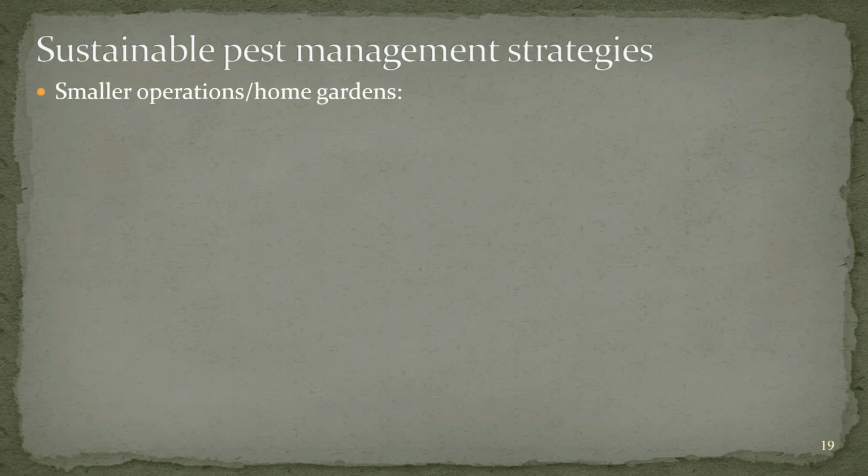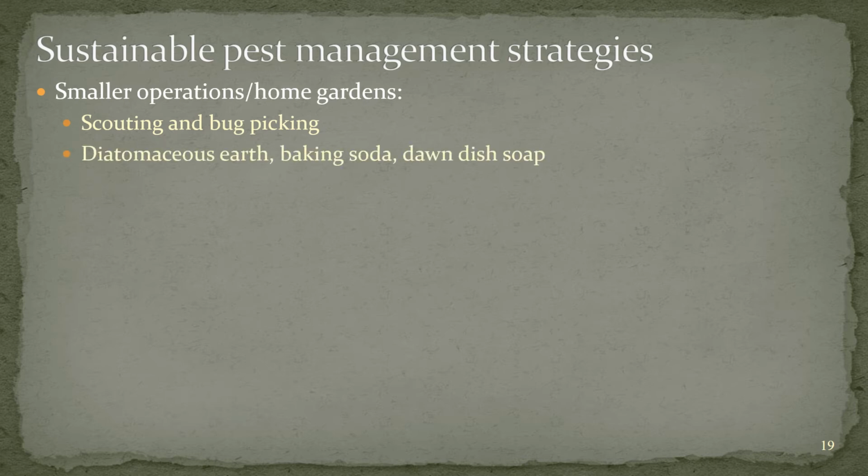Some more sustainable pest management strategies for smaller operations and home gardens include scouting and bug picking, literally picking the bugs off the plants. Applications of diatomaceous earth, baking soda, and Dawn dish soap can be very useful, but they're very expensive on a large scale. So small-scale approaches are much better.